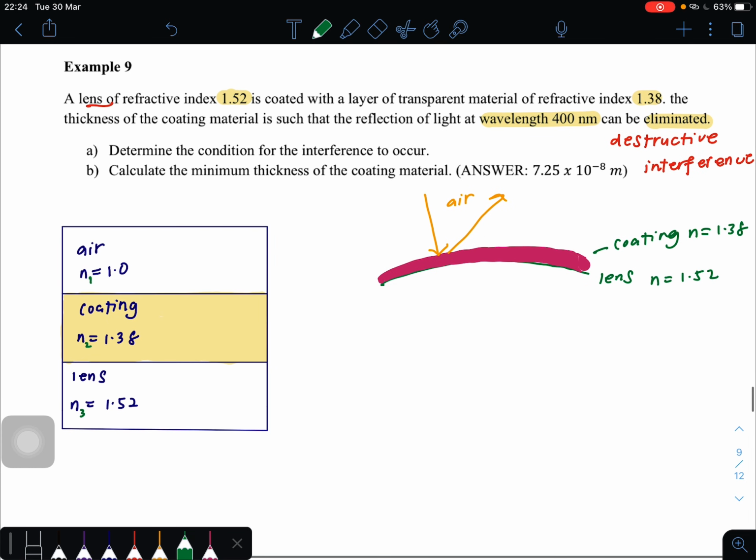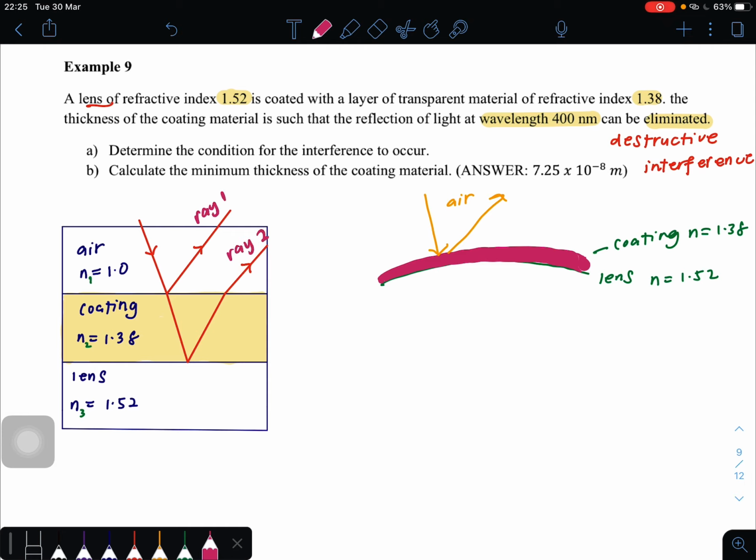And we know that light will come like this. And then when it reaches the surface of the coating, it will be reflected. And then from there it will reach the surface of the lens, and it will be reflected again. Okay, so here we will have two rays. So we have ray 1 and then ray 2.